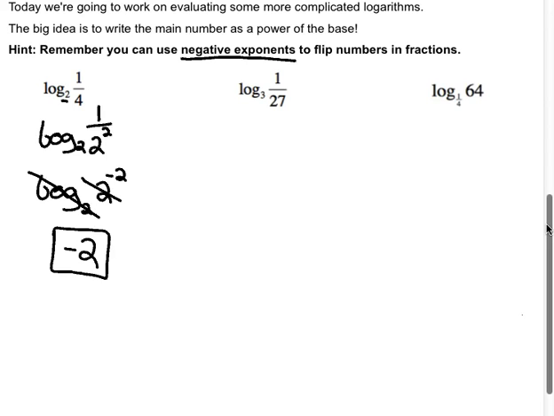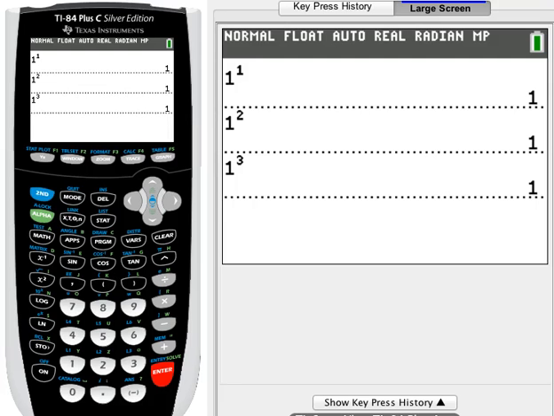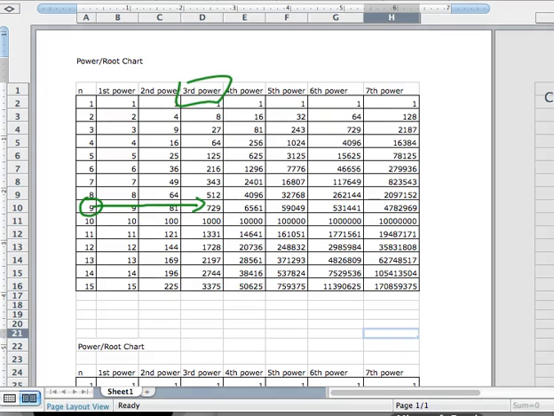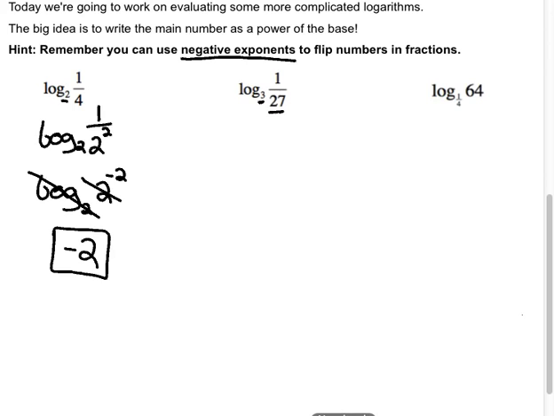Same idea for this next one. I need this 27 to match that 3. I need to rewrite it so it matches the base of the logarithm. If I'm looking at 3, well, 3 to the third gives me 27. So that's the first simple manipulation I can make: 27 is just 3 to the third power.